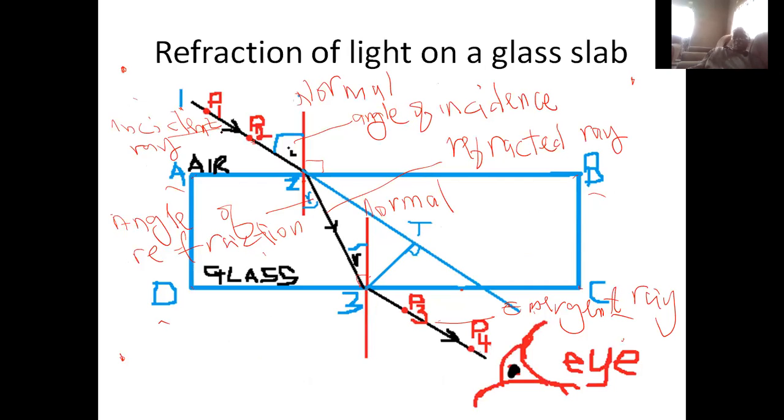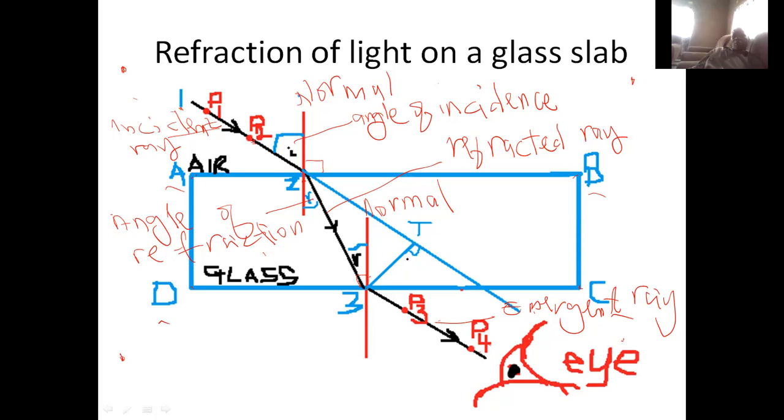So in other words, imagine this ray did not bend. We draw a line along that as if it is not bent. And then from the point at 3, where it emerges, where it comes out of the prism, you draw this line, and this is known as the lateral displacement.